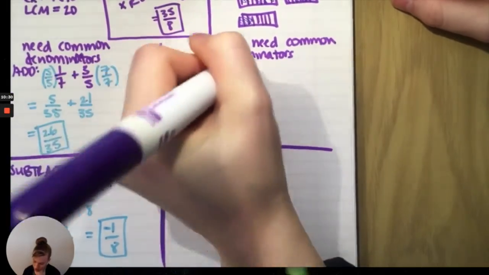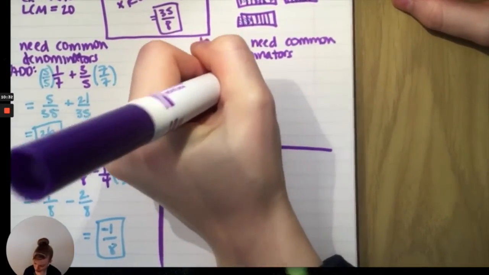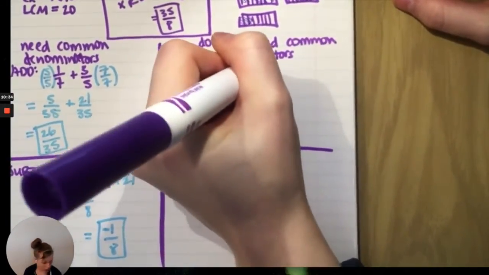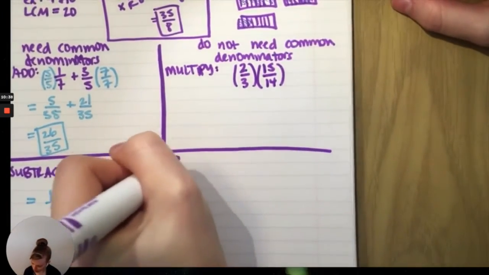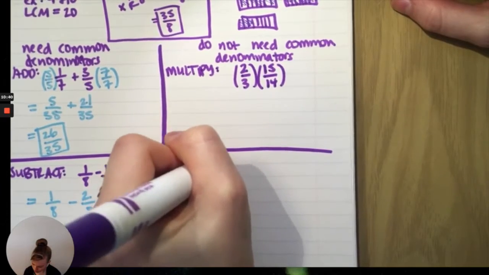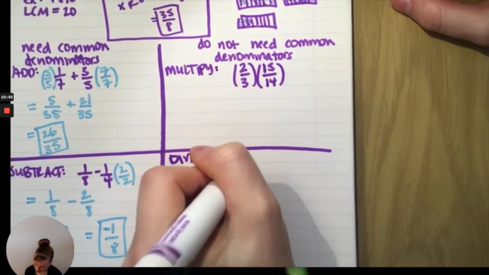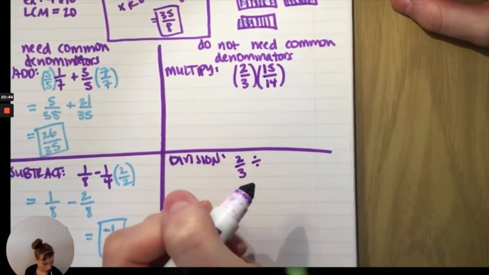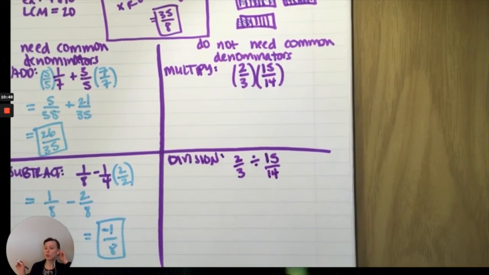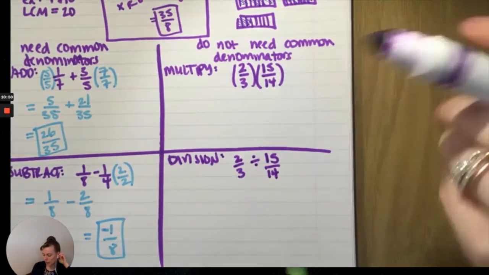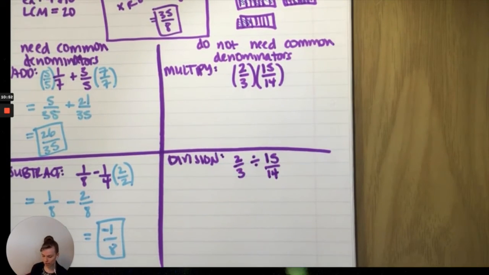Multiply, and we're going to do 2/3. Again, I'm using parentheses for multiplication, I'm not using an X. And then division will be 2/3 divided by 15/14. So these examples will look really similar, but for this first one, I'm going to do it two different ways. One on the left-hand side, one on the right-hand side.